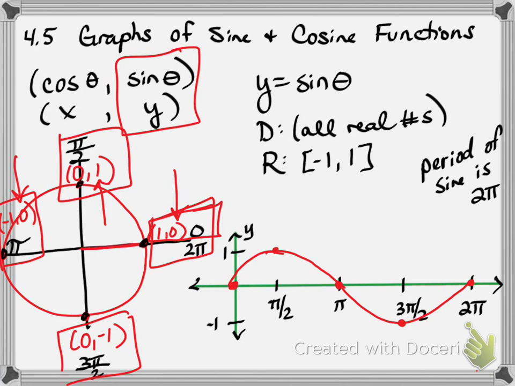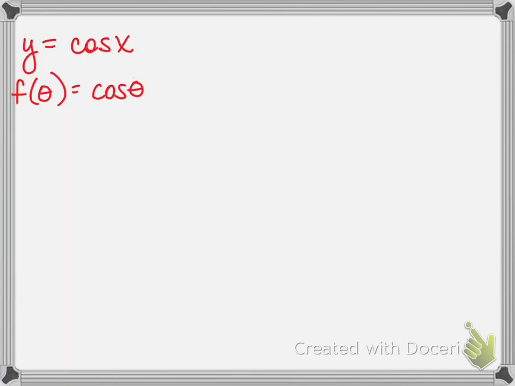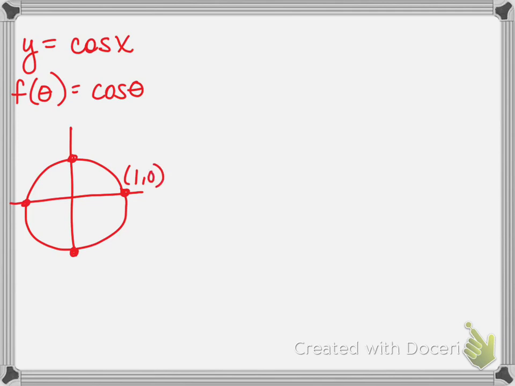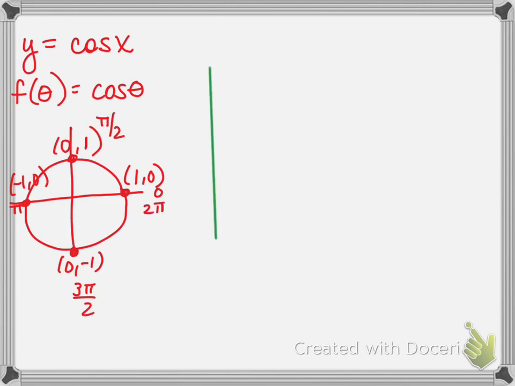And we can make the cosine curve now. I might say y equals cosine x. I might say f of theta equals cosine theta. So cosine is dealing with the same quadrants on the little circle, the same quadrant angles. Zero, pi over 2, pi, 3 pi over 2, and 2 pi. So we'll be ready to sketch it.